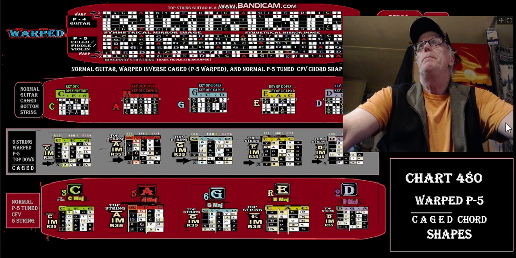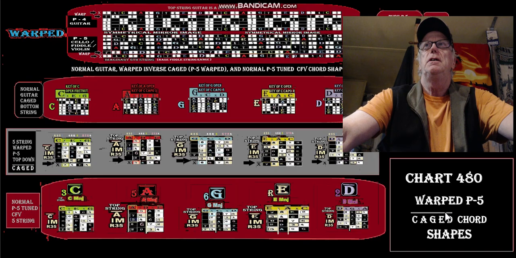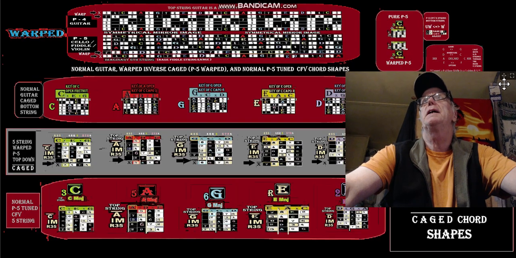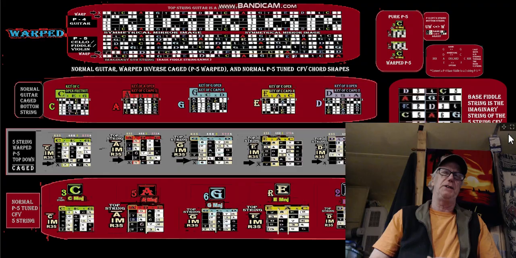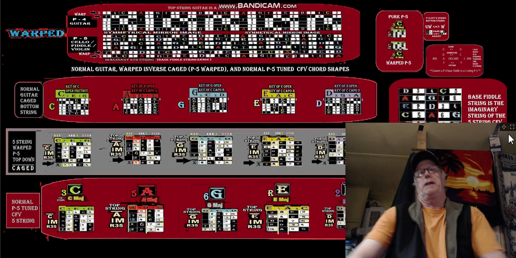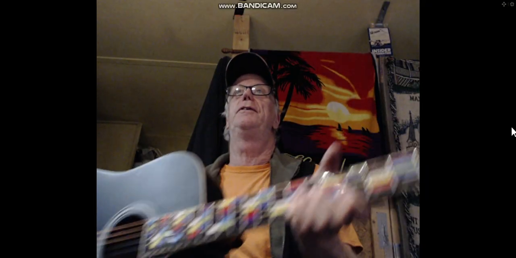480, warped P5, cage barred, that's top caged, top down caged, top string caged, inverted caged, whatever you want to call it. It's CAGED for P5 chords and shapes. Let's get me back down here. I know I'm taking up a good part of the screen. Here we are. Let's just take a look at this P5.